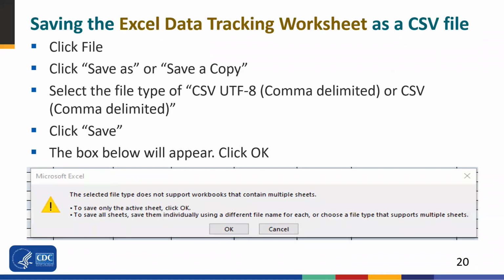Now you are going to save the Excel data tracking worksheet as a CSV file by selecting Save As from the File menu. Then select either of the CSV, delimited file names listed on the slide, then click Save. You will see this pop-up box appear. Please select OK to proceed.